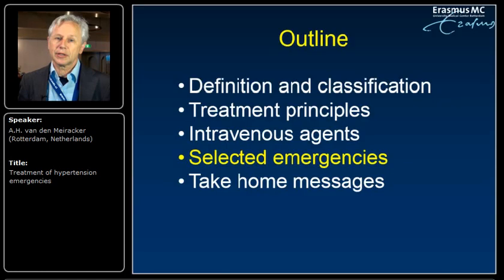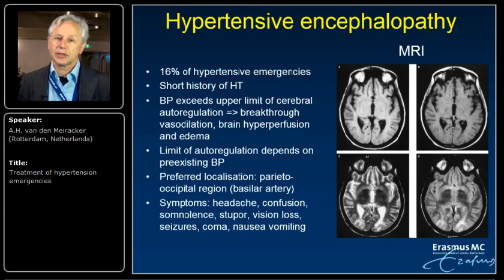Then some selected emergencies. First, hypertensive encephalopathy. About 60% of the hypertensive emergencies are hypertensive encephalopathies, usually in patients with a relatively short history of hypertension. The pathophysiology is that in this situation blood pressure exceeds the upper limit of cerebral autoregulation, so you get a breakthrough vasodilatation. This causes capillary hypertension, brain hyperperfusion, and edema formation.